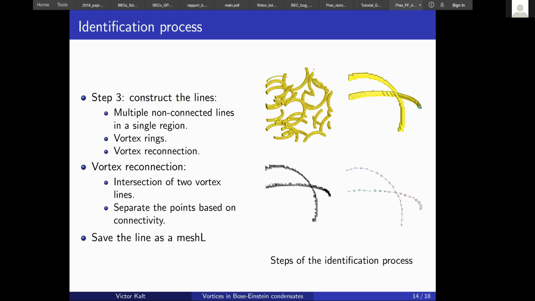of branches. Finally, we save the lines as a mesh L to ensure that we can deal with the data afterwards and compute interesting quantities.